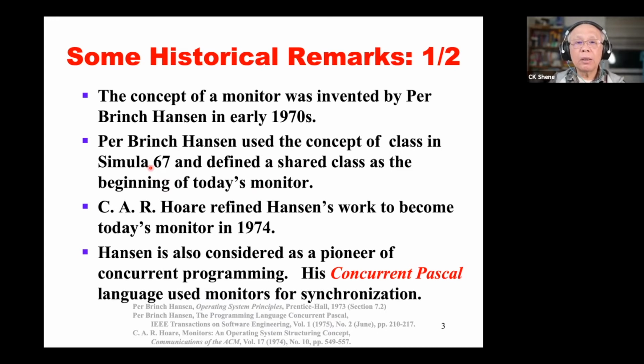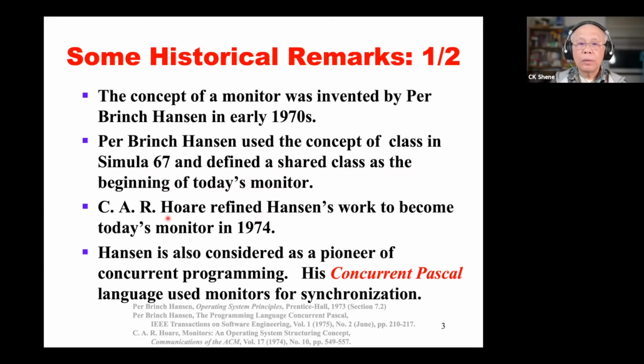Simula is a simulation language. It's not today's object-oriented programming language. But anyway, the concept of class came from Simula 67. From the concept of class, Per Hansen was able to define the shared class. That's the beginning of today's monitor.